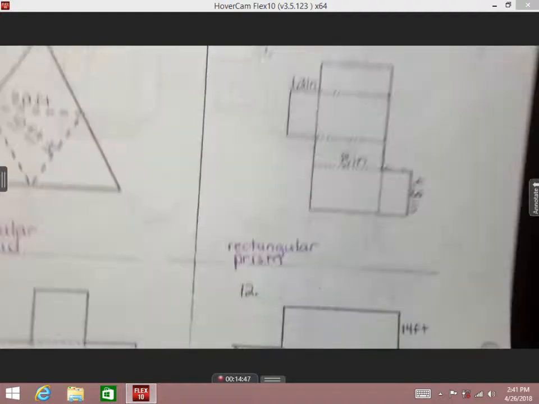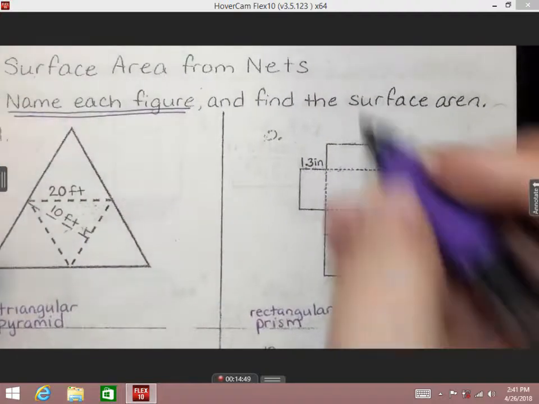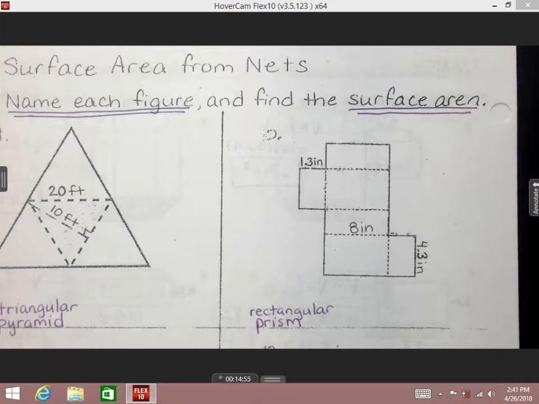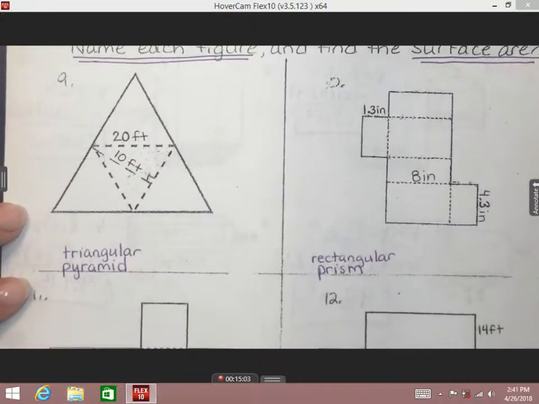All right, so now that I've gone through and named each figure, now I'm going to work on the surface area. On your test tomorrow, if you want to do it that way, name them first, then go and do the surface area, that's fine. If you want to name them and do the surface area at the same time, that's fine. It's completely up to you.